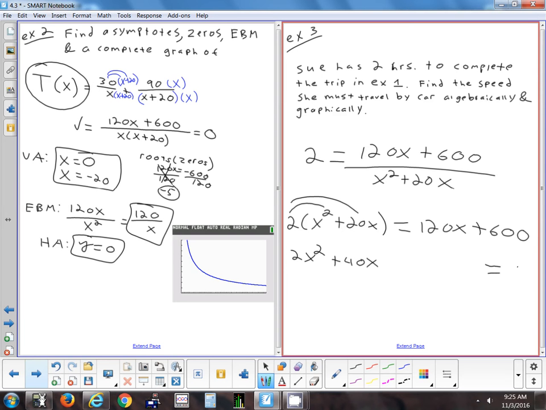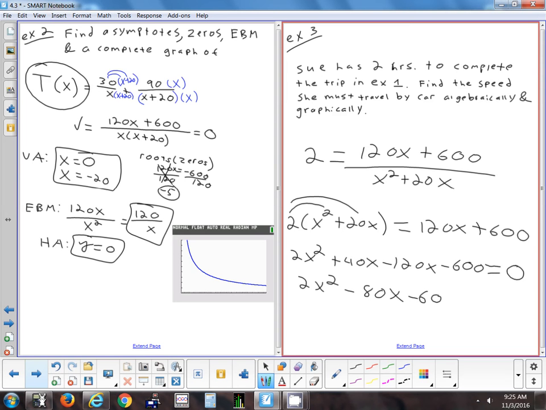So I'm going to bring the 120x to the other side and the 600. Okay, we got some like terms we could combine, and you could have done this in the last step, but I'll do it right now. What's 40x minus 120x? 80x or negative, negative 80x.